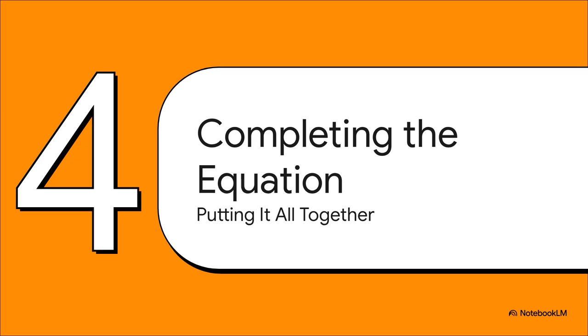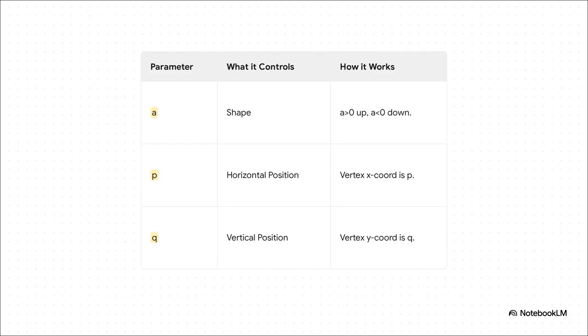powerful tool. We are going to put every single thing we've learned together now. Consider this table your master key. It's your cheat sheet for everything parabola. A controls the shape, which way it opens, and how skinny it is. P controls the horizontal position, left and right, and Q controls the vertical position, up and down. If you understand these 3 letters, you can understand any parabola out there.